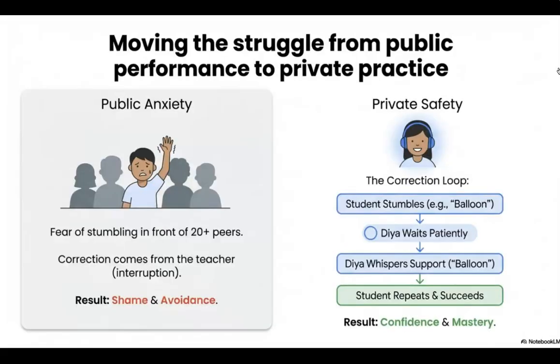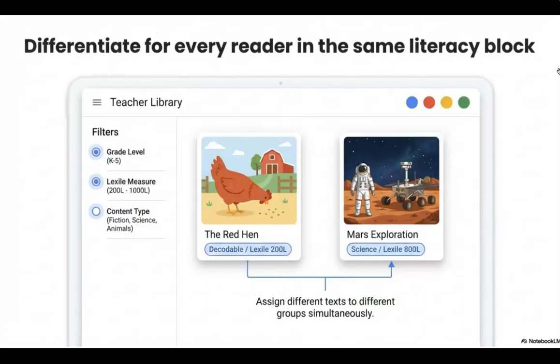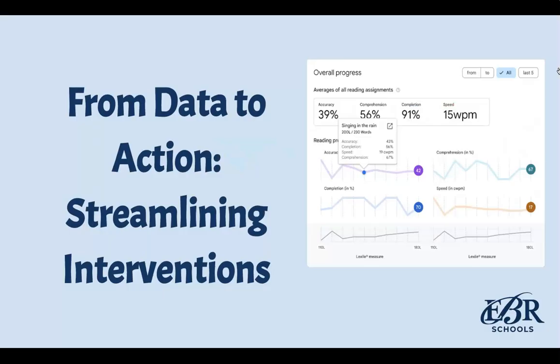We're moving from public anxiety to private safety. Dia whispers corrections privately, building confidence instead of embarrassment. You can differentiate for your entire literacy block at once. Assign different texts to different groups simultaneously, ensuring every student is met at their exact reading level. Use the live dashboard data to pinpoint reading gaps and move from guessing to precise, well, sometimes precise, data-driven interventions. Remember, this is just the piloting stage.